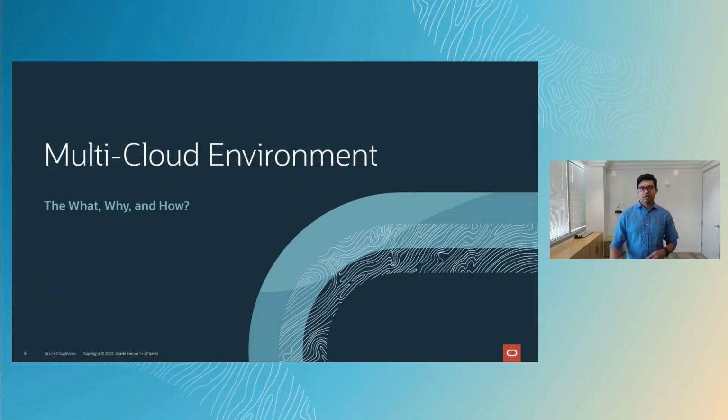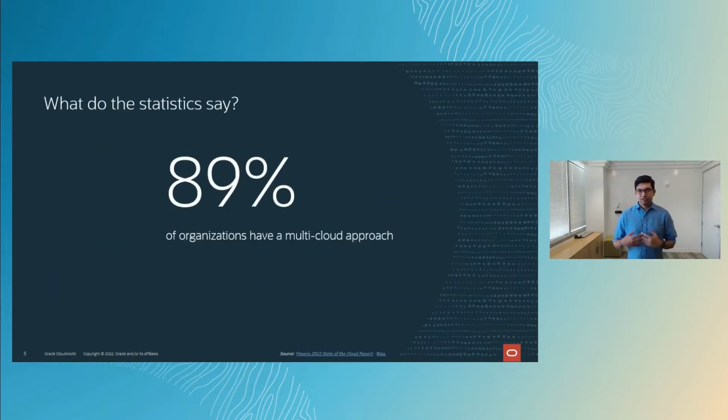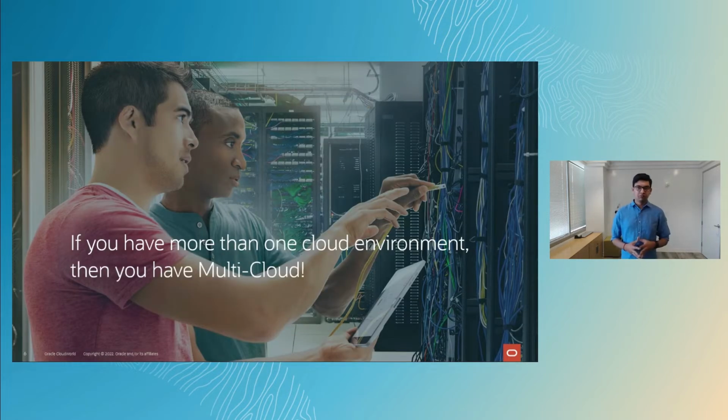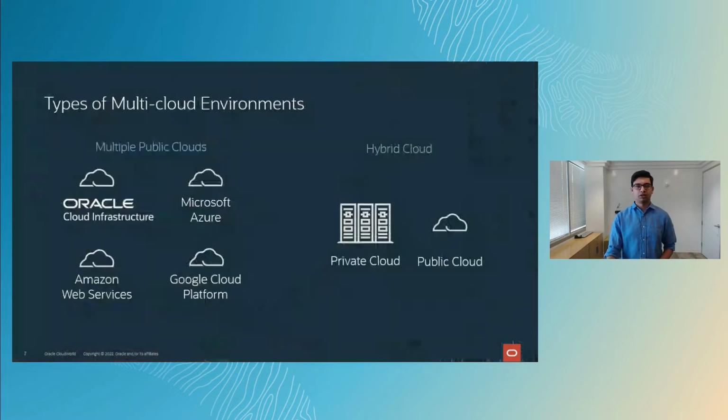First, about multi-cloud environments. Statistics from the Flexera State of the Cloud report say that 89% of organizations have a multi-cloud approach. Since this is a staggering number, it's important to understand what multi-cloud actually is and figure out if you are using a multi-cloud approach or not. The definition of a multi-cloud environment is very simple. If you have more than one cloud environment, you have a multi-cloud environment. But I think the next step is to understand what a cloud environment actually is, so that you know whether you have a multi-cloud environment or not.